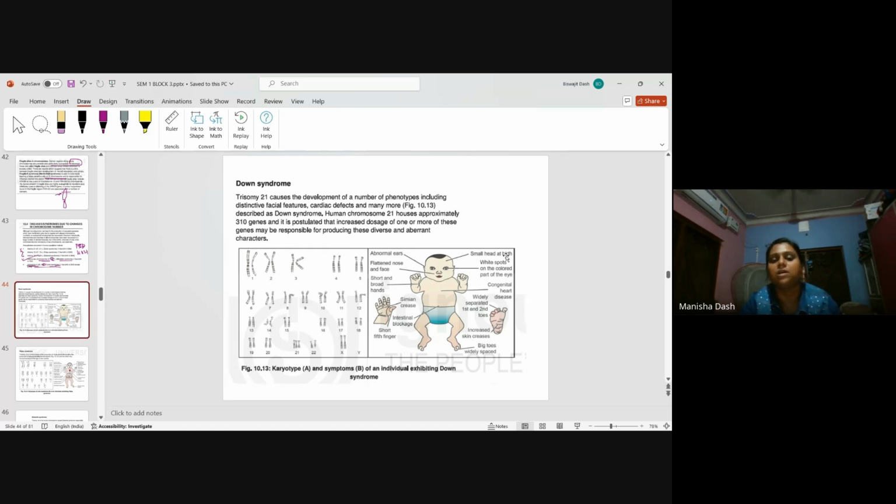So these are the consequences or the symptoms of the syndrome. As you can see, a lot of abnormal conditions will develop if there is a trisomy. So, trisomy 21. You can see the karyotype of the individual. Instead of two, there are 3 copies of the 21st chromosome. It might have occurred due to non-disjunction of the 21st chromosome in either parent, either the male parent or the female parent.